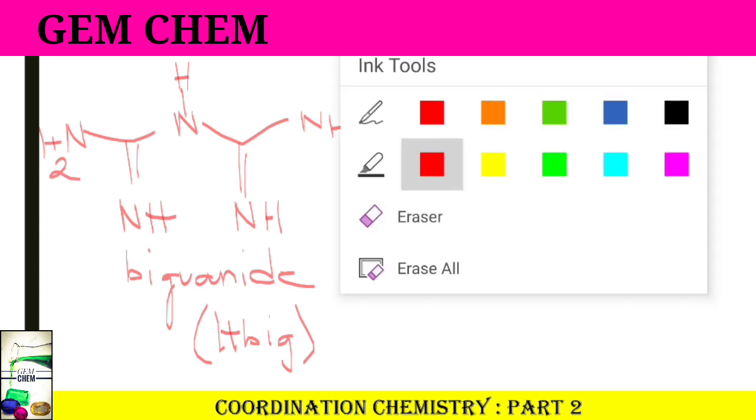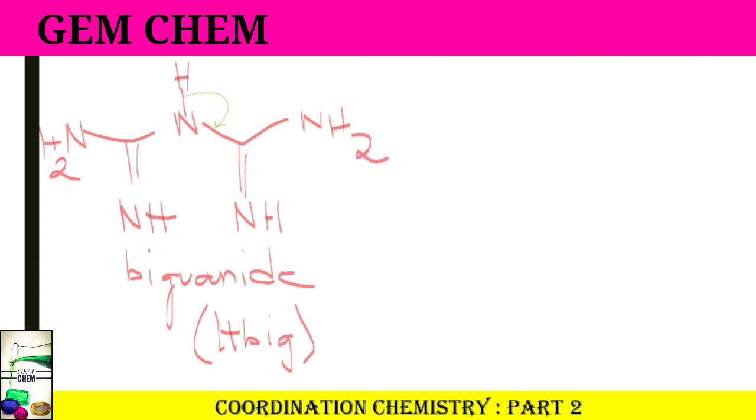Now if you remove the hydrogen present here, then we get another one which is big, that is biguanide without the H.